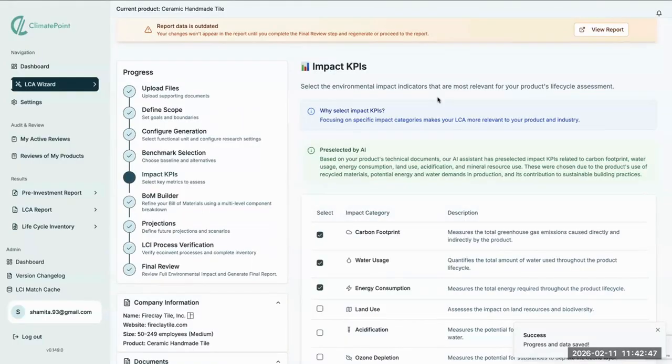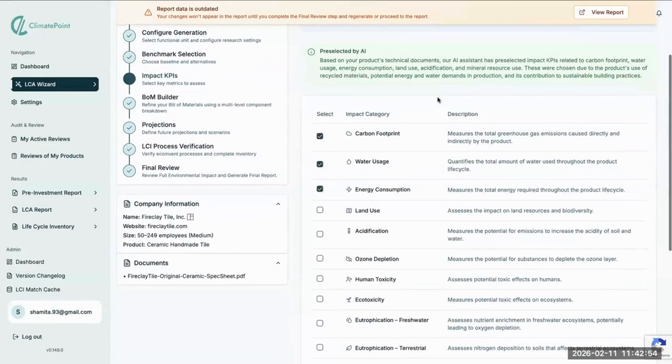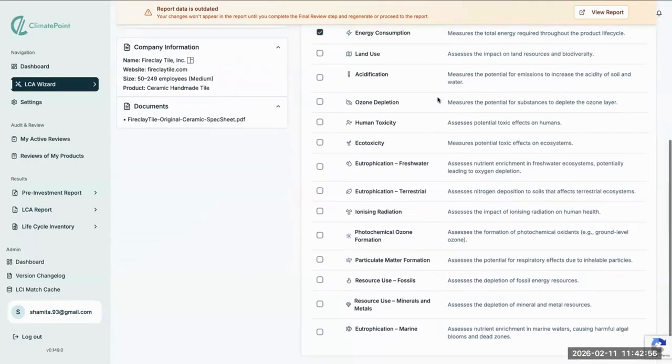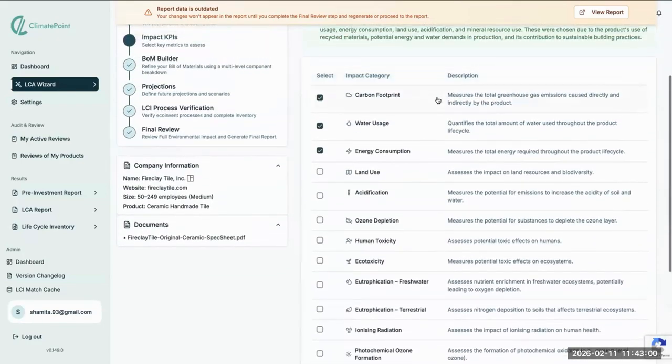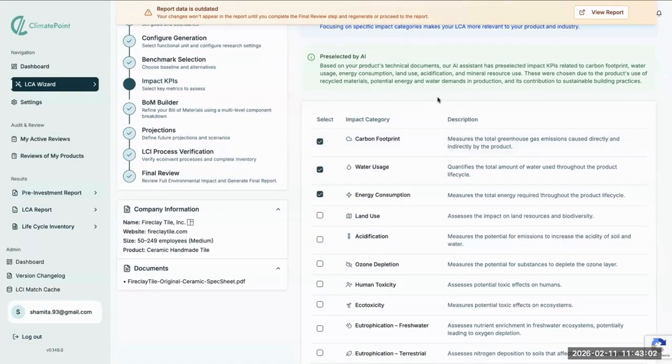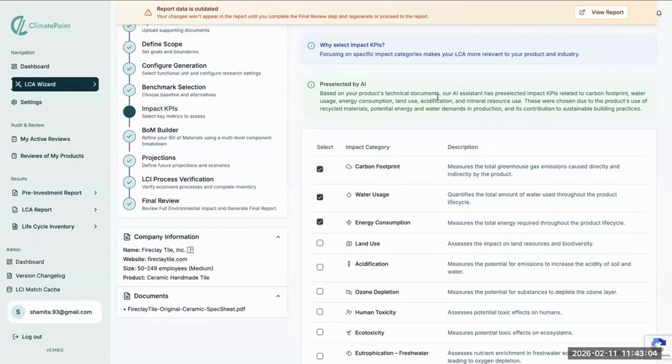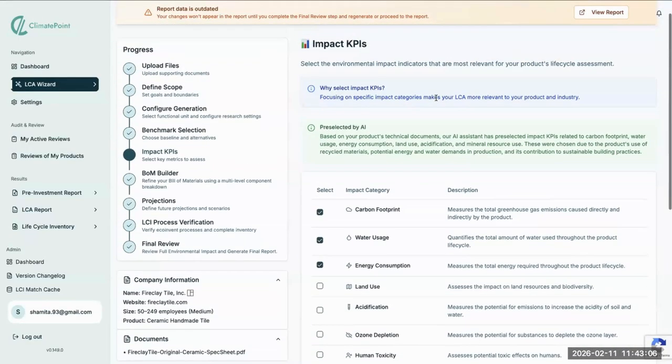You choose the impact categories next, of what kind of impact you would want to see at the end of this analysis. We have a bunch of different KPIs which you can choose from. For now, I'm choosing carbon footprint, water, and energy, but of course, the AI also suggests what impact categories might be very relevant to you.